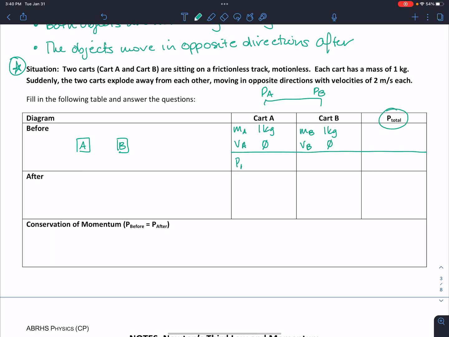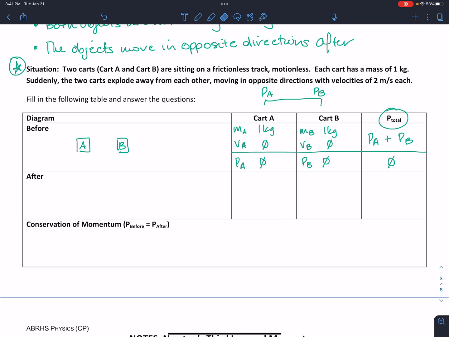I can multiply those two values together, and I find the momentum of A before is 0, and for B, also 0. The total momentum is the momentum of object A plus the momentum of object B, and in this case, 0 plus 0 equals 0.